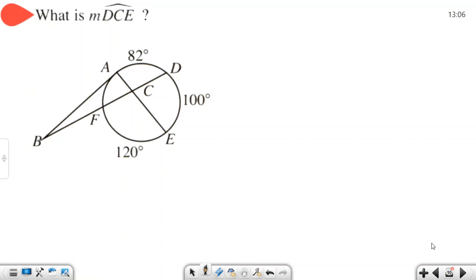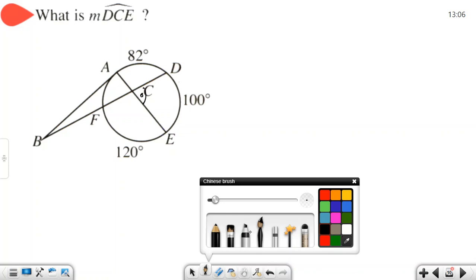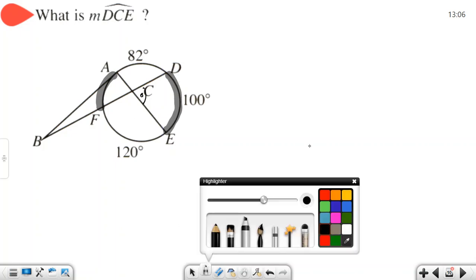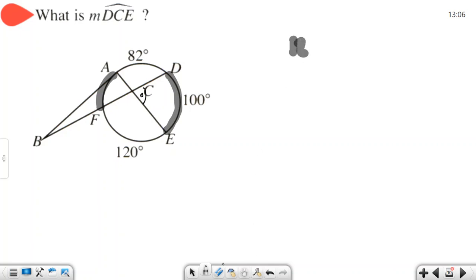Okay, DCE is the question here, so this angle is the question. And I know if it's inside the circle, I need to use this side plus AF, so DE arc plus AF arc divided by 2. I know DE is 100, but I don't know AF. How can I calculate AF? The rounded circle is 360. Okay, I forgot to change the pen again.